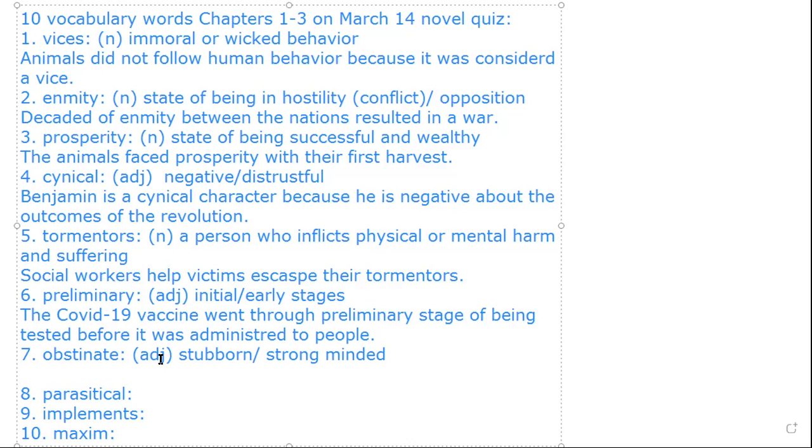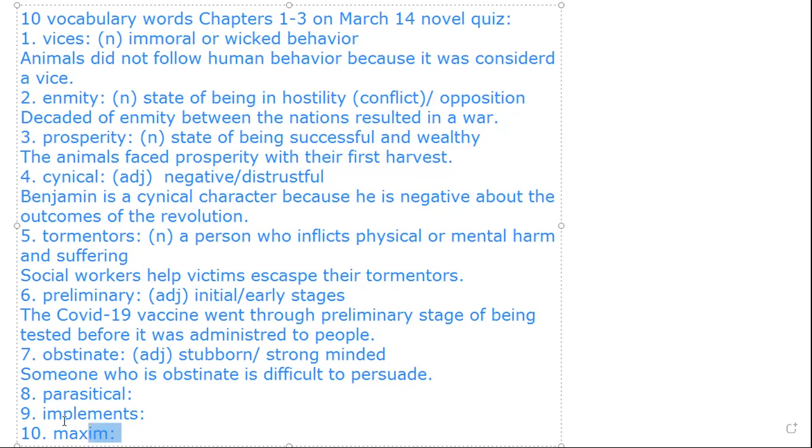Okay, and here we see that again. Someone who is obstinate is difficult to persuade. Okay, so this is my sentence.